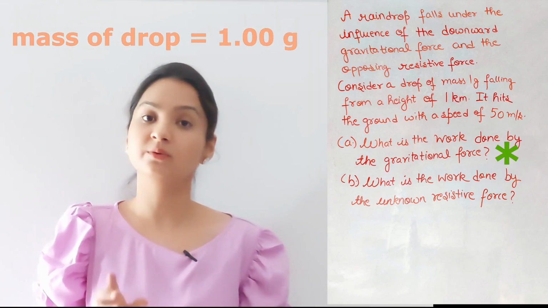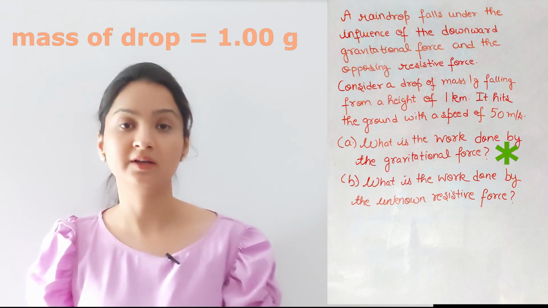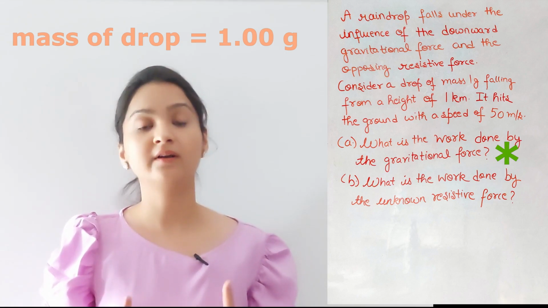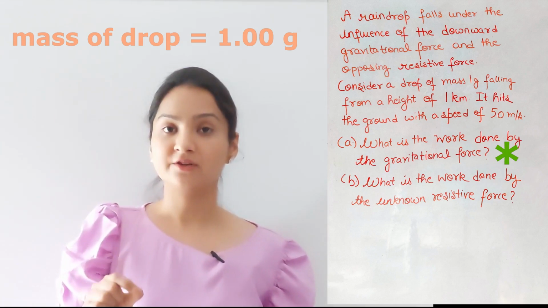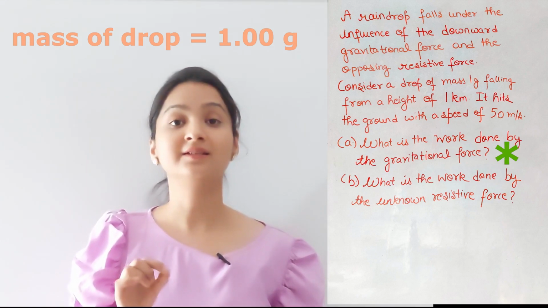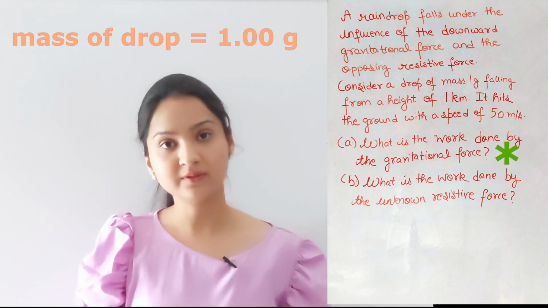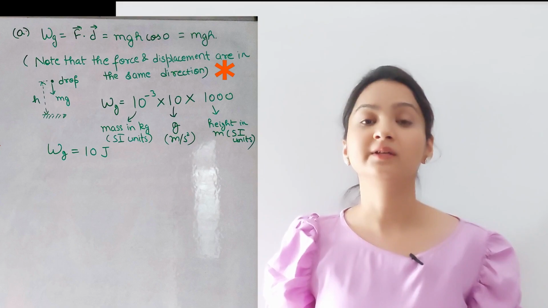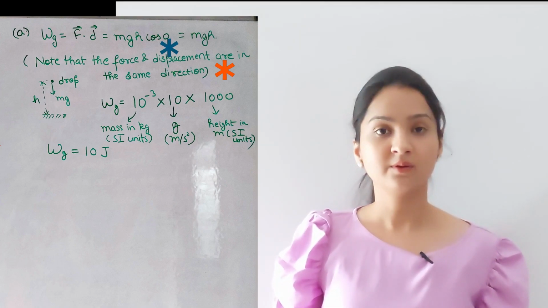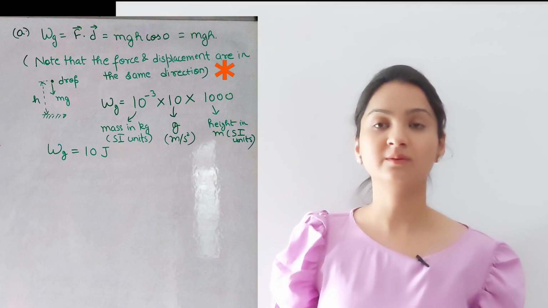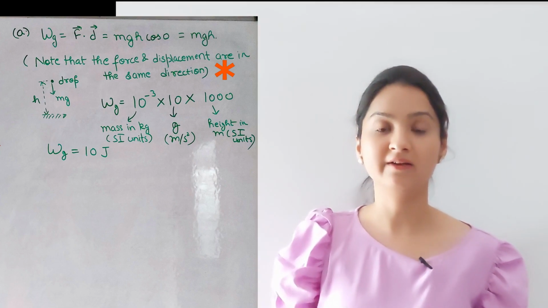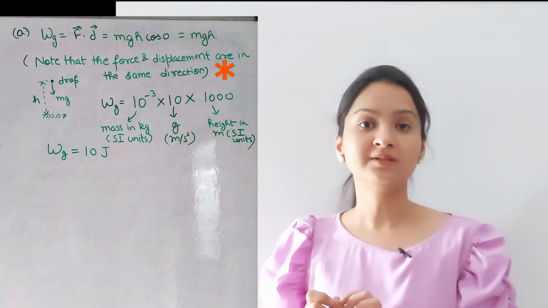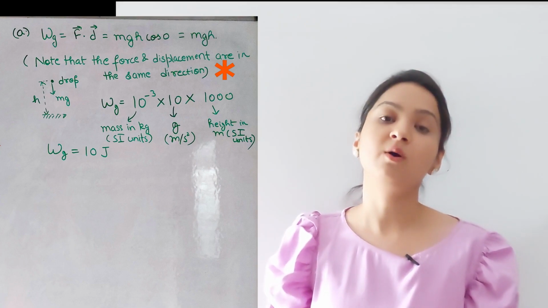This is an easy problem. You know that the work done is force dot displacement. The force, gravitational force in the present case, because you have to calculate the work done by the gravitational force. Its direction is also downwards and the displacement of the drop is also in the downwards direction, so that the angle between the force and displacement is 0. Cos 0 is 1. So what are you left with? F dot d, Fd cos theta, Fd cos 0. So magnitude of force into magnitude of displacement is all you need to find.